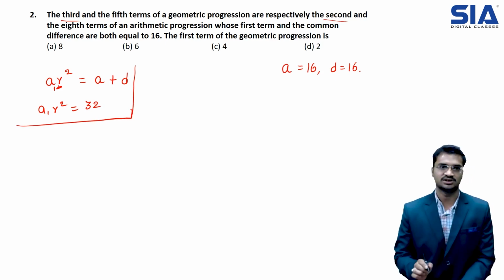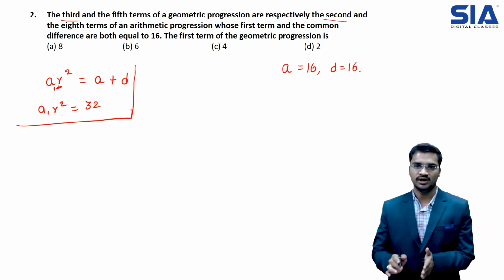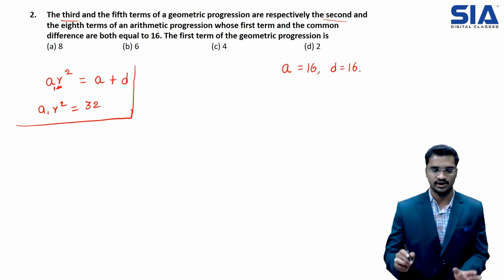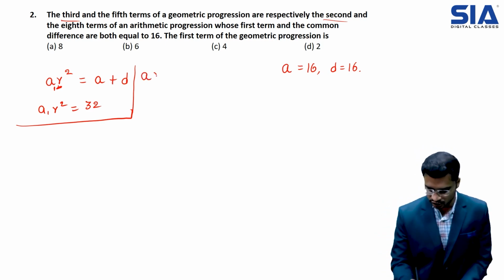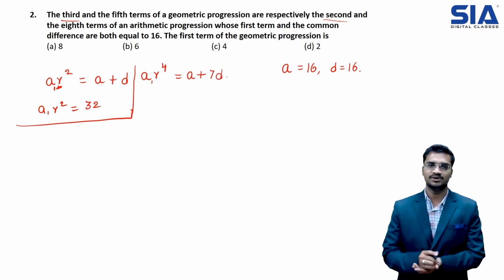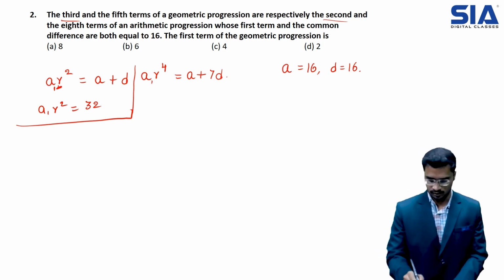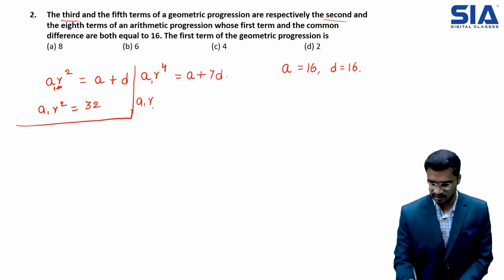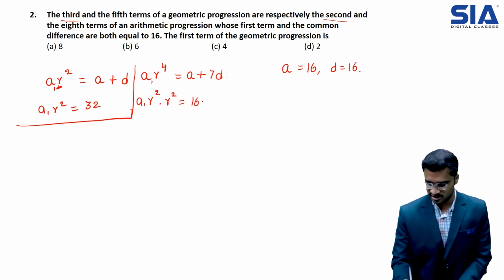So let us keep this aside. And the fifth term in the geometric progression is equal to the eighth term in the arithmetic progression. The fifth term in the geometric progression is a1 r to the power of 4, which is equal to the eighth term in the arithmetic progression, a plus 7d. Now a1 r to the power of 4 can be written as a1 r square multiplied by r square, and the value of a is 16 plus 7 into the value of d, which is 16.